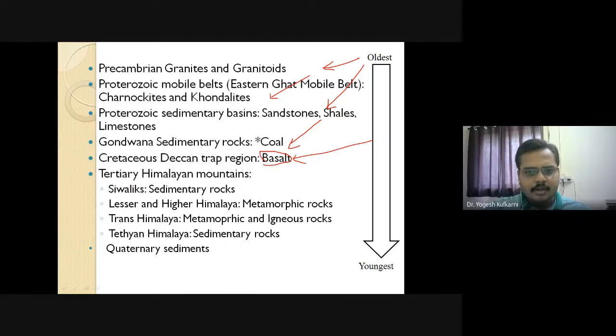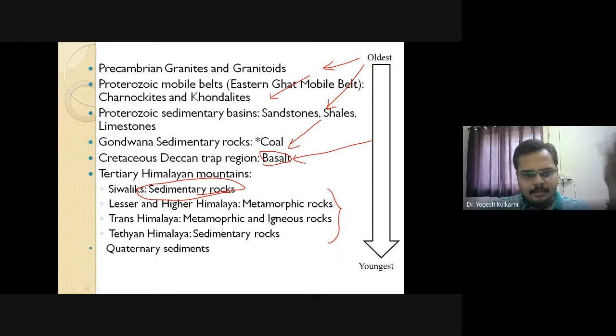Then tertiary Himalayan mountain ranges. It contains sedimentary rock, Shivalik, which are very young. Okay, this is not according to the time, but this is just a classification. Lesser and higher Himalaya, these are highly metamorphic rocks, right? If you go to that particular region, you can find metamorphic rocks very abundantly. In case of Trans Himalaya, for example in the Leh region, you get metamorphic rock associated with some igneous intrusions. Those are granites. So if you go to Leh, there are locations where you will get granite abundantly.